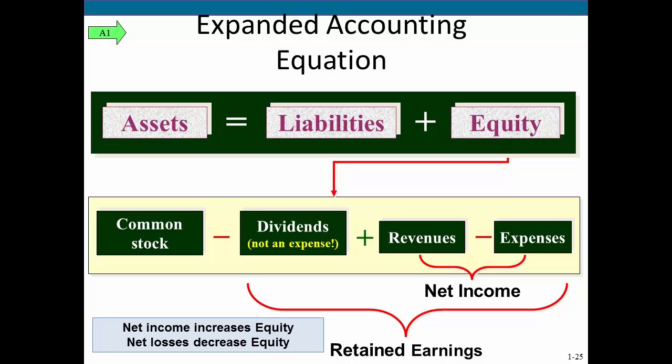Retained earnings is actually the perfect name. It is the amount of net income retained in the company after dividends are paid. So whatever increases net income, revenues for example, will increase retained earnings. Whatever decreases net income, expenses for example, will decrease retained earnings. And whatever increases or decreases retained earnings will have the same impact on total equity. Please read your textbook carefully to make certain you understand the accounting equation and the definitions of assets, liabilities, common stock, retained earnings, dividends, revenues, and expenses.